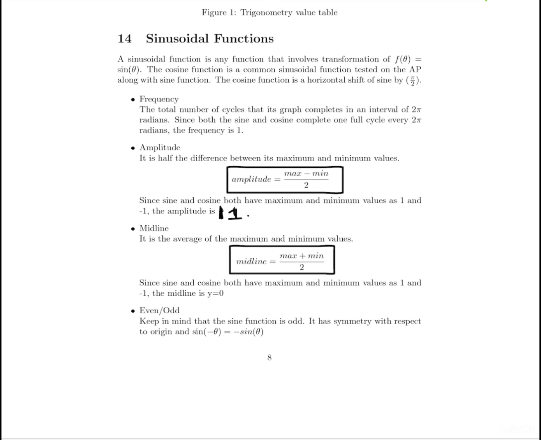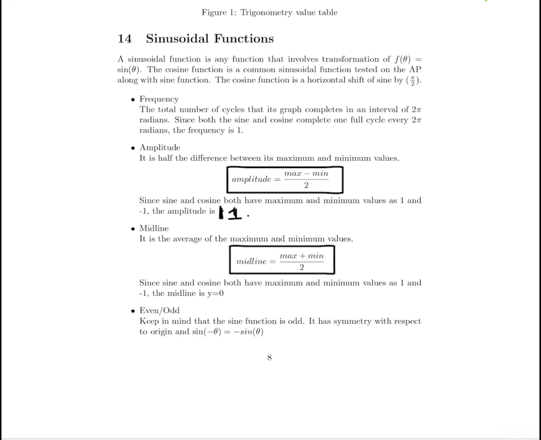So I have boxed the equation to make it much more clear for you. Amplitude is half the difference between the maximum and the minimum values. And since we have the maximum and minimum as 1 and negative 1, we have the amplitude to be 1. And the midline is the average of the maximum and minimum values. And for sine and cosine, the midline will be y equal to 0. So keep in mind: amplitude is the difference of max and min upon 2, and midline is the addition of max and min upon 2, or just the average of the maximum and minimum values.